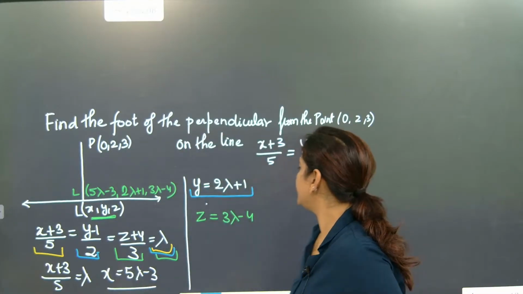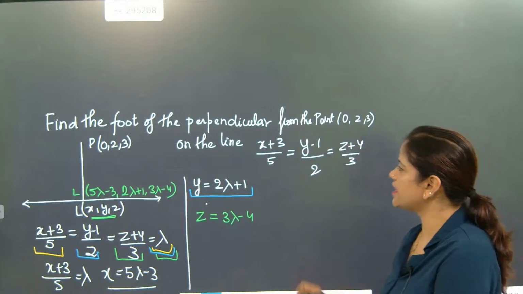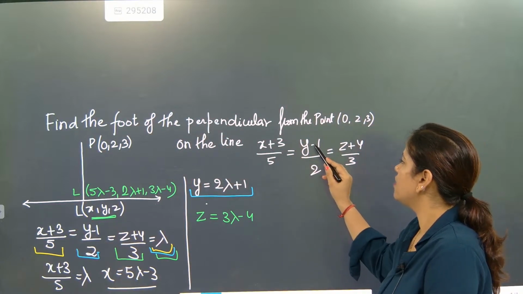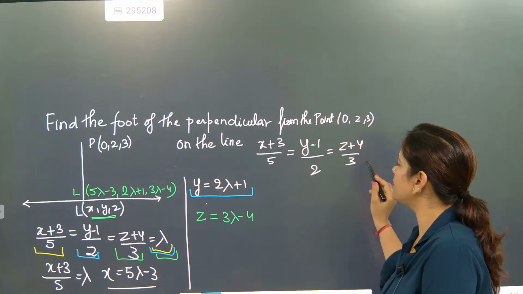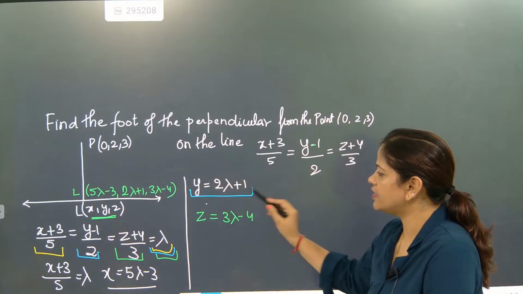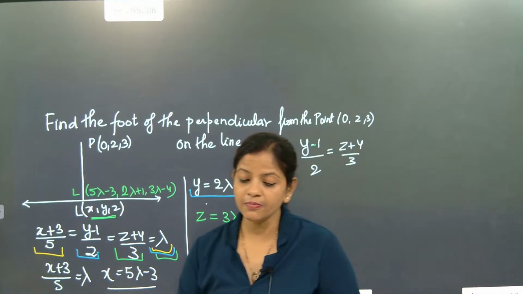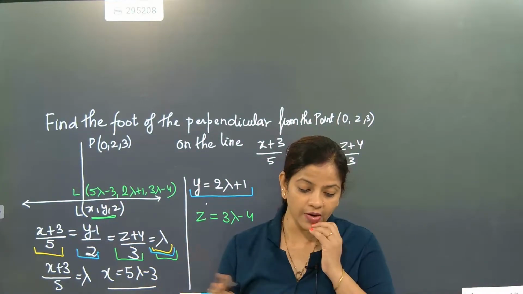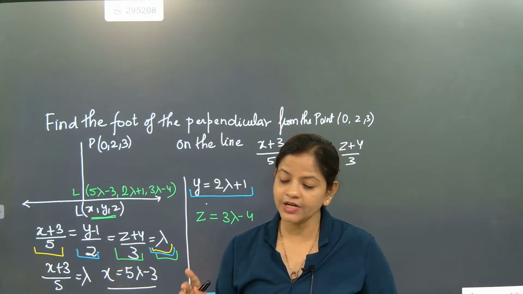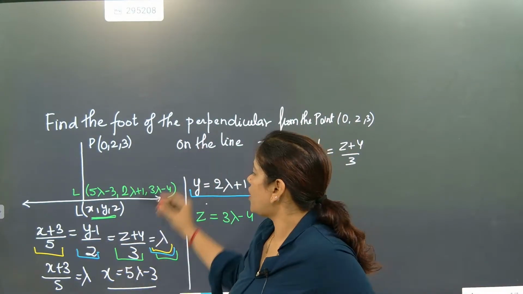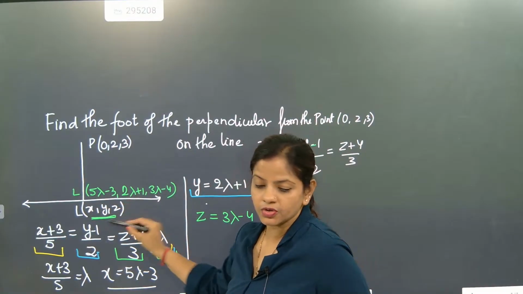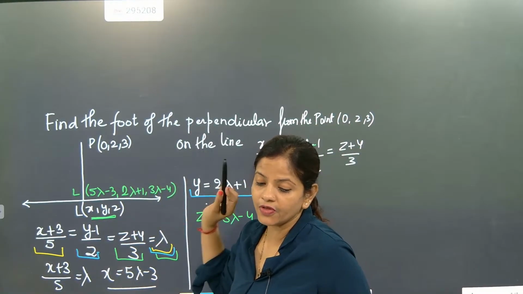Now look here. The x, y, z part came from (x plus 3) by 5, (y minus 1) by 2, and (z plus 4) by 3. It is getting converted into x, y, z. Now we got the point L. We must remember the direction. We need to find this point, because they told us to find the foot of the perpendicular.